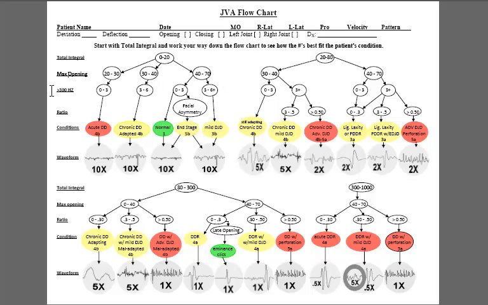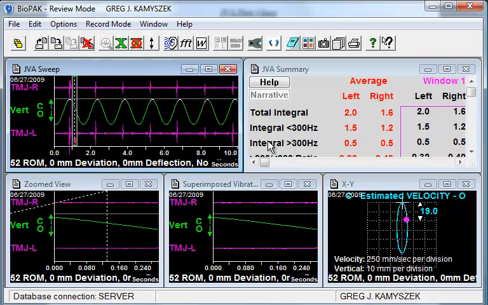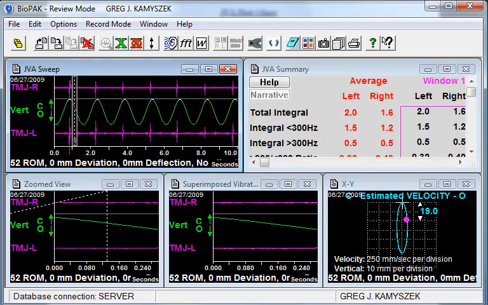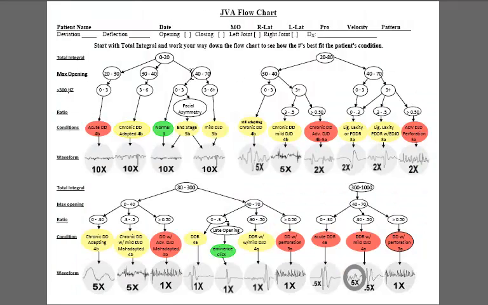The next question is, what is the high frequency energy, the energy we see most commonly with hard tissue vibrations? Going back to our BioPack, the energy greater than 300 hertz is 0.5 on both sides. So when we look at our flowchart, 0.5 fits between 0 and 0.3. The last question is, is there a severe facial asymmetry? If we look at the patient's bite, in other words, my bite, I don't have a severe mandibular asymmetry to the left or right. So this actually just boils right down into the normal or Piper stage 1 TM joint classification.